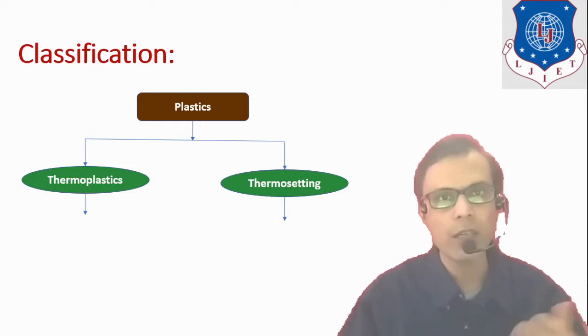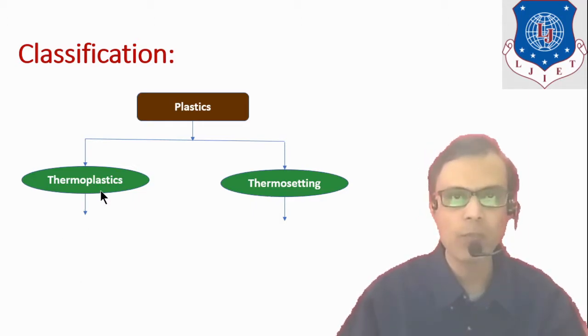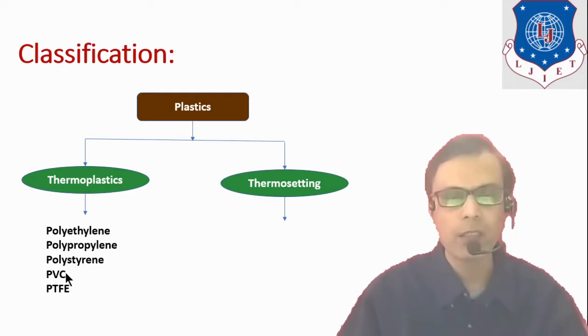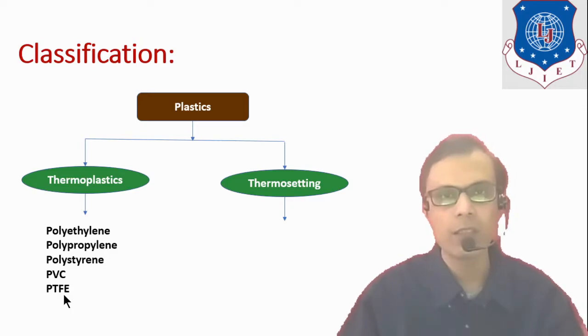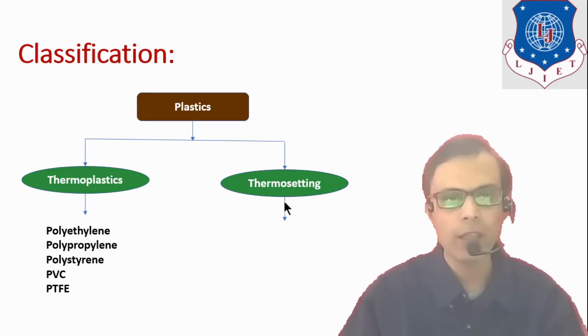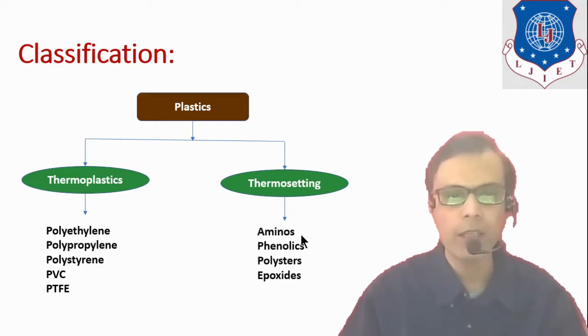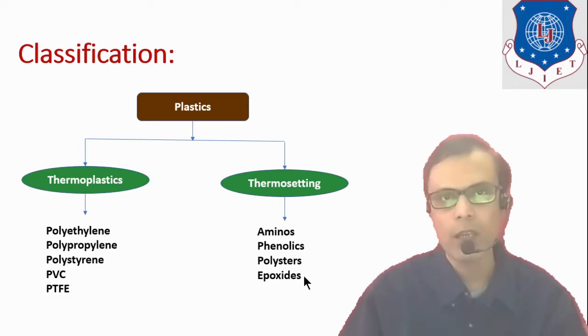Now there are certain types of thermoplastics like polyethylene, polystyrene, PVC, that is polyvinyl chloride, and PTFE. Popularly, it is known as Teflon. And there are certain types of thermosetting also, like aminos, phenolics, polyesters, and epoxides.